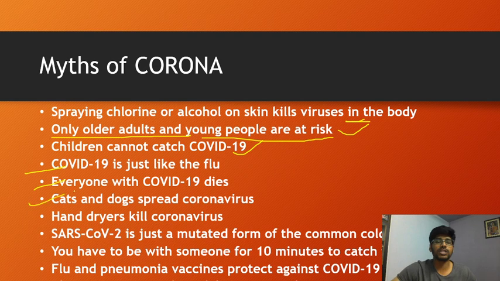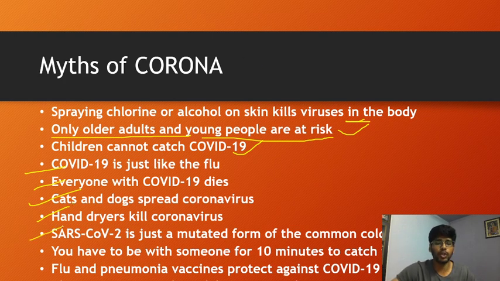Right? Cats and dogs spread coronavirus? There is no sufficient evidence to state that cats and dogs actually spread the coronavirus, and this myth has come forward when people are abandoning their pets, being afraid that they may get infected with the coronavirus from cats and dogs. No, they cannot. But recently a tiger in the US has been infected with the coronavirus from humans, right? Hand dryers kill coronavirus? No, hand dryers cannot kill the coronavirus, right?